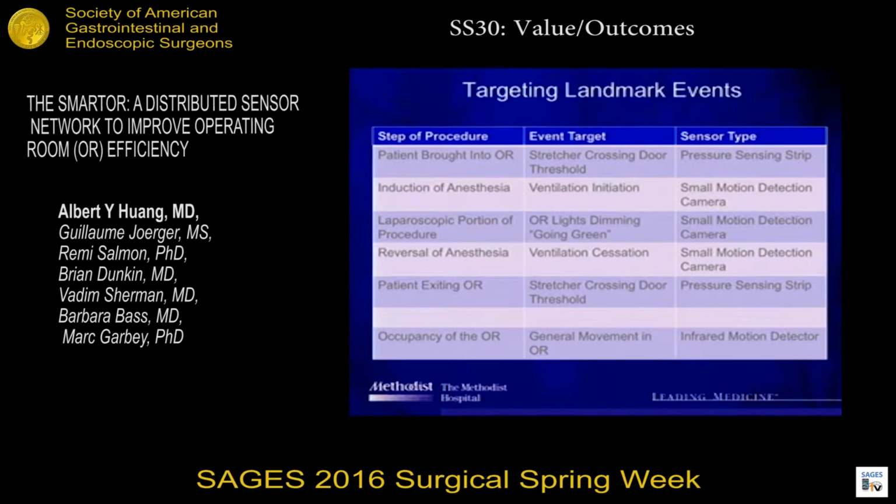So for the patient entering the room, we designed a pressure sensor for the floor that lets us know when the bed enters the room, automatically marking that time in. We also used a small motion sensing camera that lets us know when the bellows are moving, which lets us know if the patient's been intubated and thus the case has started. That camera also detects the change in the light intensity in the room to let us know if the laparoscopic portion of the case has begun. And these same sensors are used in the reverse order for extubation as well as the patient exiting the room. For this study, we also added a generalized motion sensor that we could use to see what the different events and people were doing, at least in terms of room occupancy over the course of the study.